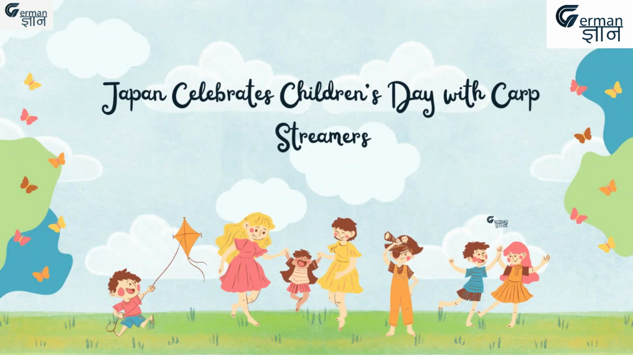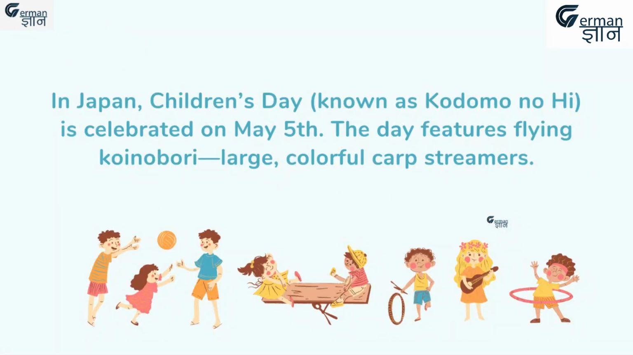Now, talking about Japan. In Japan, Children's Day, which is also known as Kodomo no Hi, is celebrated on 5th of May. The day features flying koinobori, which are large colorful carp streamers. The carp symbolizes strength and perseverance, as the fish is known to swim upstream against strong currents, representing the hopes that children will grow up strong and successful.